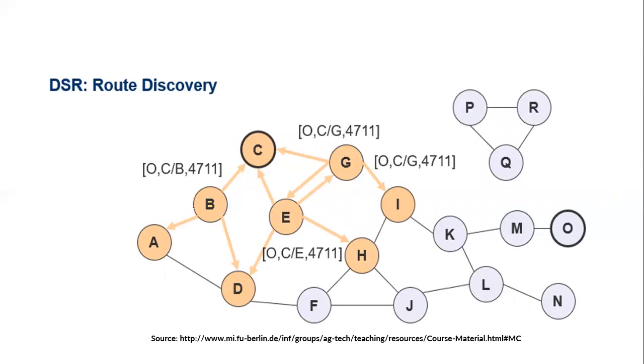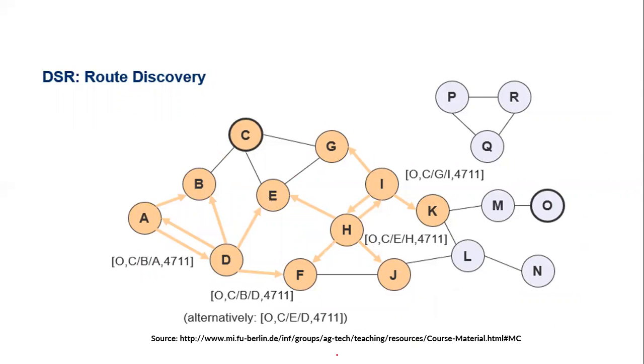When B broadcasts, it is like this: destination is O, the path traveled so far is C and B, and B will broadcast to A and D. When E broadcasts, it will be like this: destination is O, path traversed is C and E, and this is the ID. G will broadcast like this: destination is O, path traversed is C and G, and this is the ID. Like this, it continues.